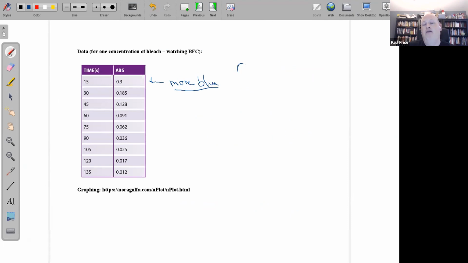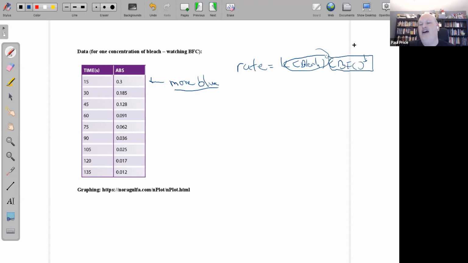So when I look at the rate law, which again, I'm gonna write, is k times bleach times blue food coloring. I don't need to worry about the bleach right now. Its concentration is constant during all of this, okay? So as a consequence of that, we're only focusing on the blue food coloring.